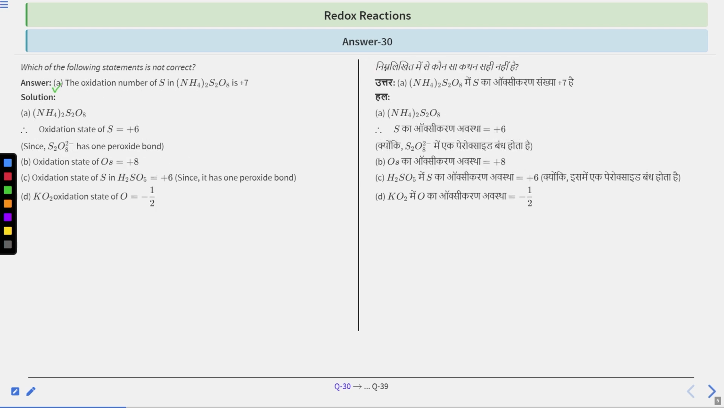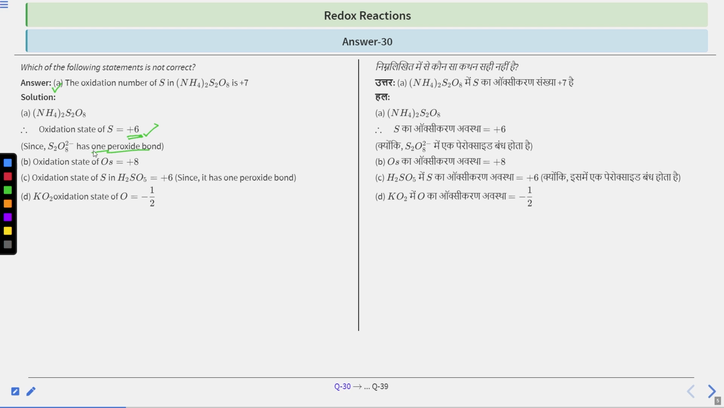The correct answer is option A. That is, the oxidation number of sulfur in (NH4)2S2O8 is +7. So basically, we have to tell which statement is not correct. This statement in option A is not correct because the oxidation state of sulfur in this molecule will be +6. Since S2O8 is 2 negative, it will divide into two ions, NH4 positive plus S2O8 2 negative, right? S2O8 2 negative has one peroxide bond, and that's why the oxidation number of sulfur in this molecule will be +6.